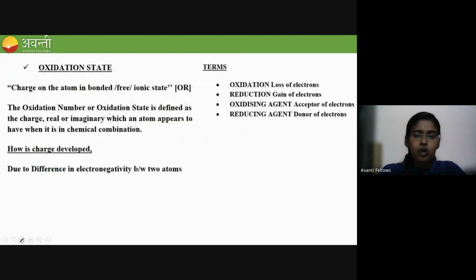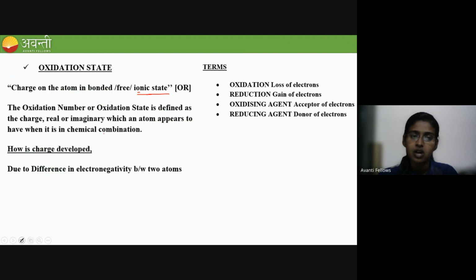So what is an oxidation state, or oxidation number? The charge on the atom in bonded state, free state or ionic state is called the oxidation state. An atom can be in the bonded form, the ionic form, or the free state. There will be one charge acquired by that atom in any of these forms. That charge is called the oxidation number.